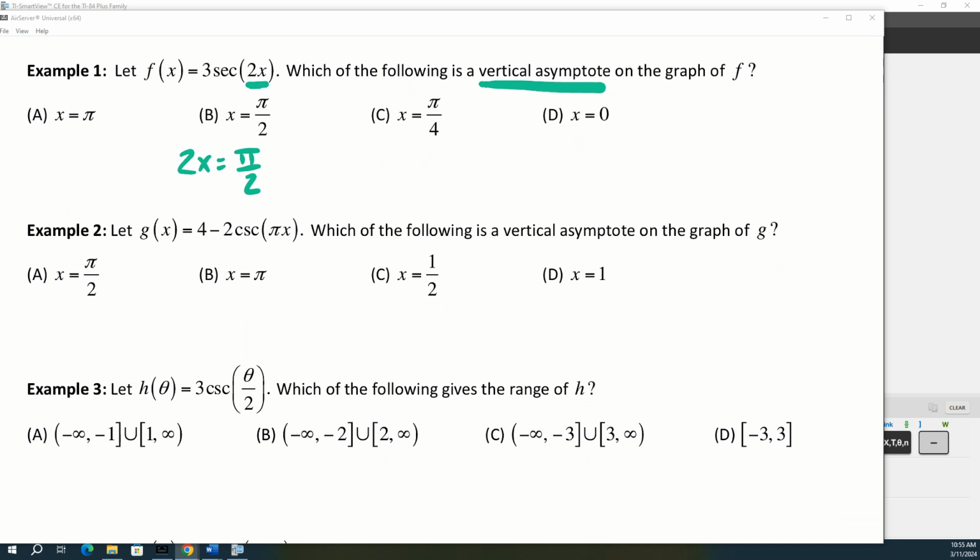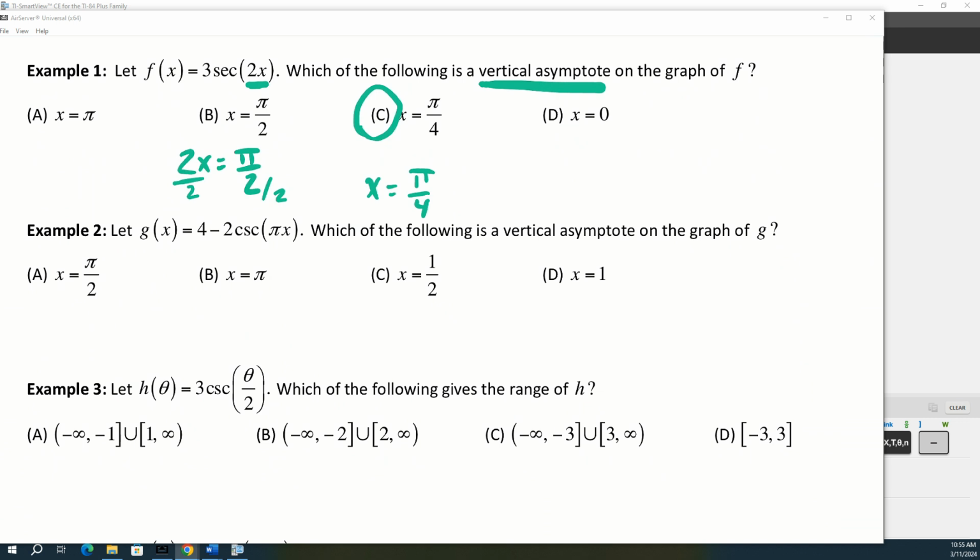We've done this with different things. This is the first time I think we've maybe done it with vertical asymptotes. But what would you do to solve that for x? I'm going to divide by 2. So what is pi over 2 divided by 2? Pi over 4, which is choice C.